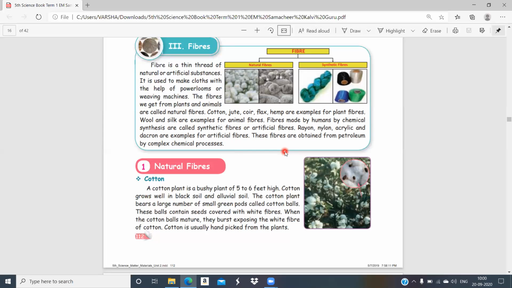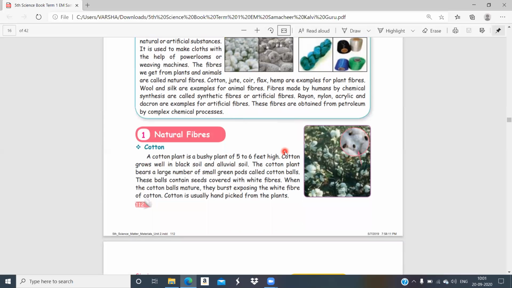These fibers are obtained from petroleum through a complex chemical process. From this, companies make cloth and sell it to us.